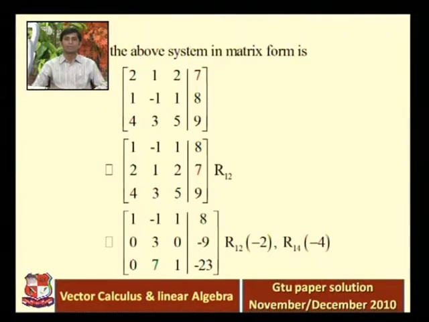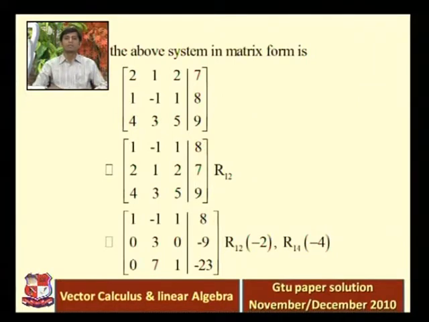Okay, so the first row is as it is, 1 minus 1 1 8. The second row becomes 2 minus 2, that is 0, 1 plus 2, that is 3. You can understand very easily with these simple row operations. 2 minus 2 is 0, and 7 minus 16 is minus 9. Then the next process is we multiply the first row with minus 4 and add into the third row.